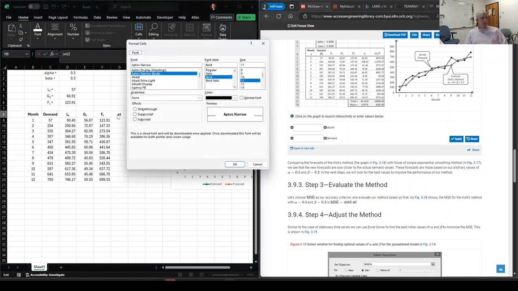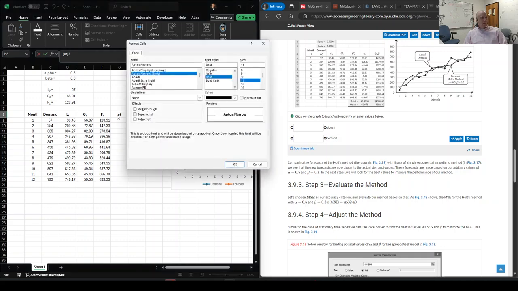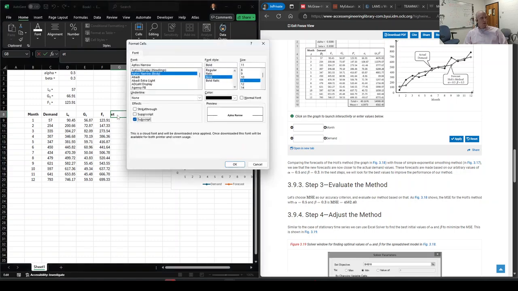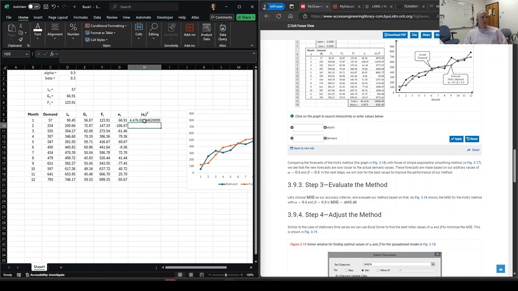And let me see if I can do a superscript here and a subscript here, and a subscript here. And let's do some error. So what is the error here? Error is going to be forecast minus the demand. That's how we're going to measure our error. Copy that one down. What's our error squared? We're simply squaring our error. Let's try that again. Square the error.